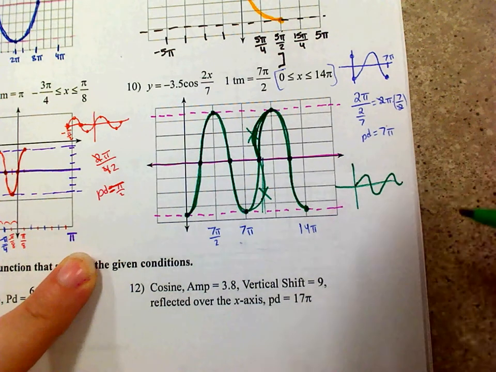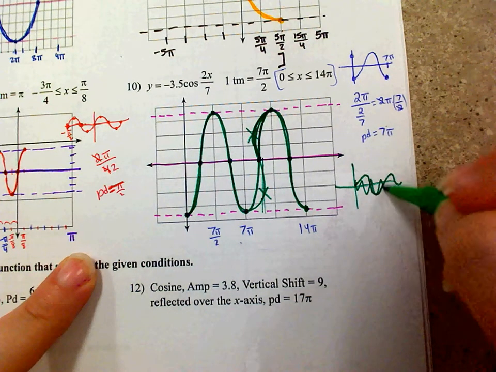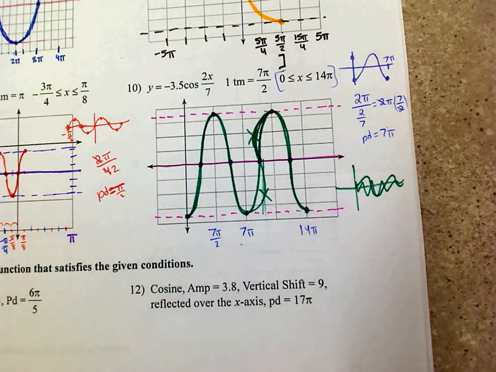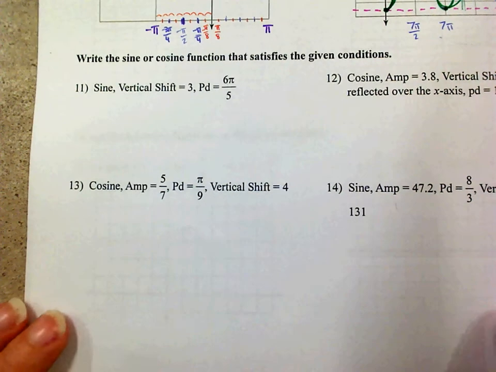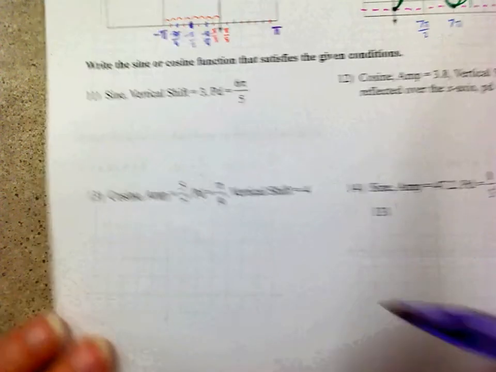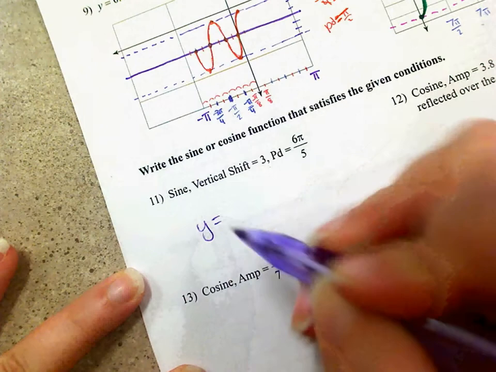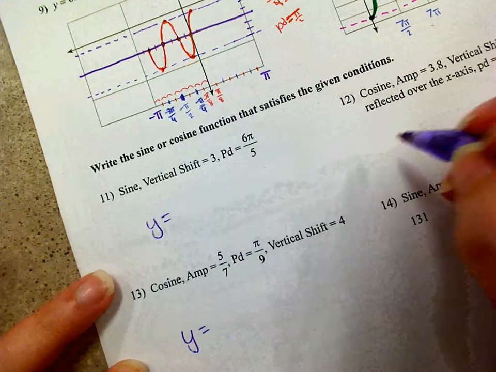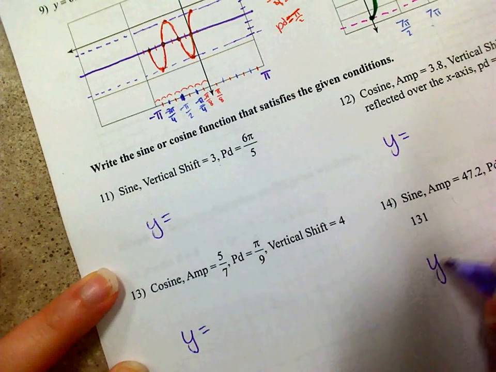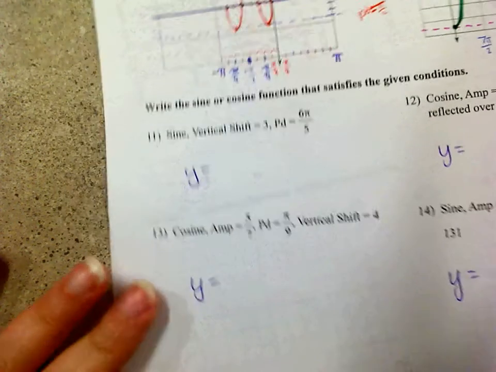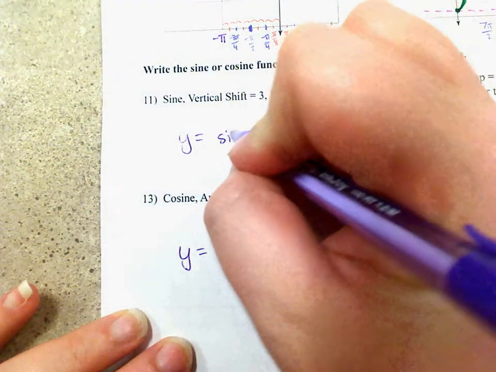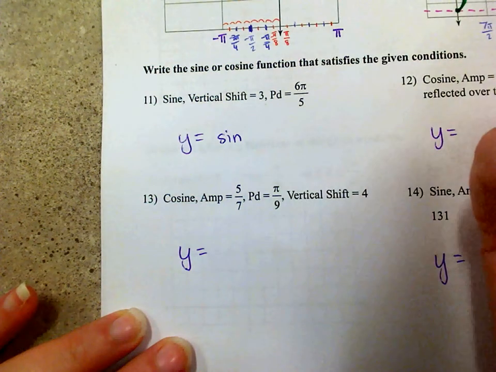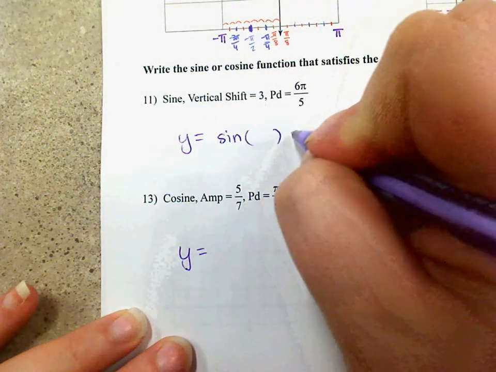Okay. On 11 through 14, what we're doing is we're writing a function that satisfies the given conditions. So y equals. It is a sine wave. There is a vertical shift up there of 3, so plus 3. I'll just go ahead and finish the one.